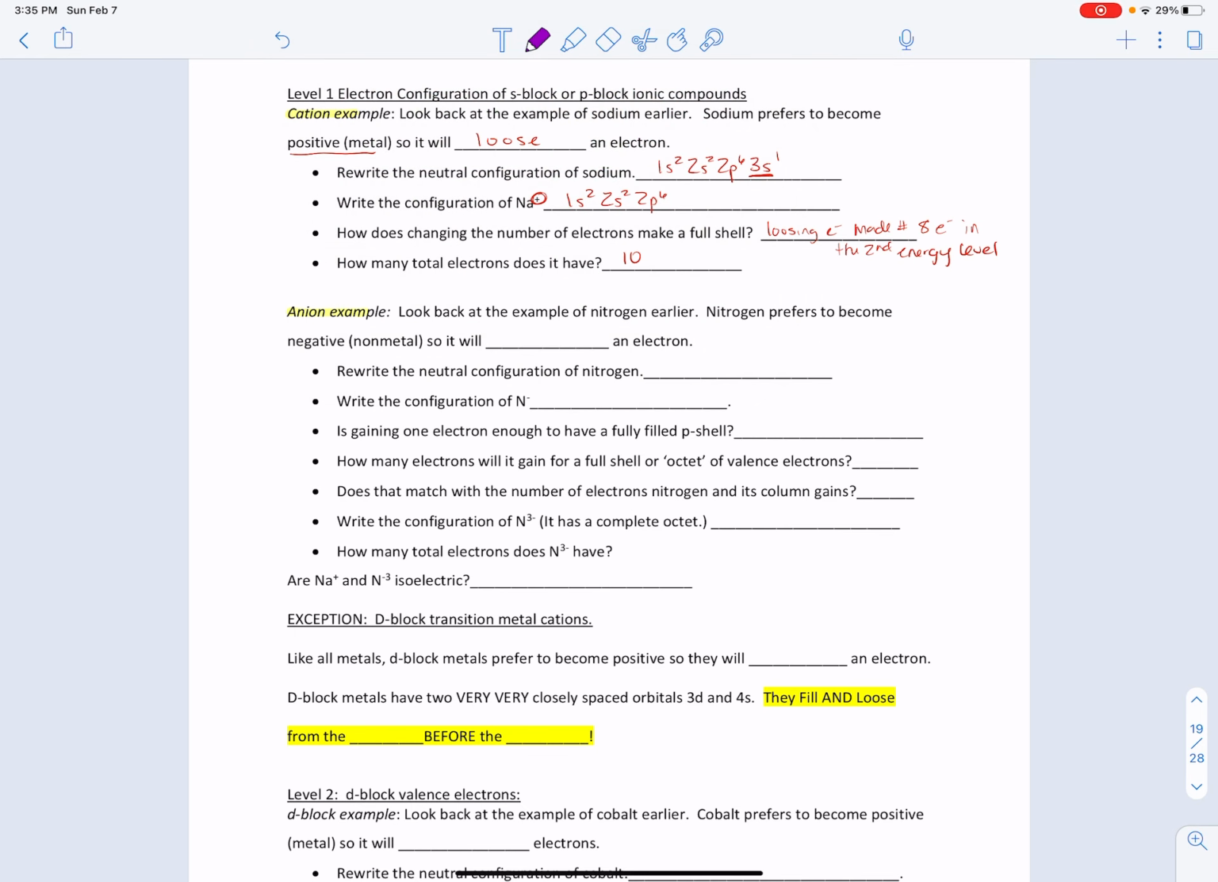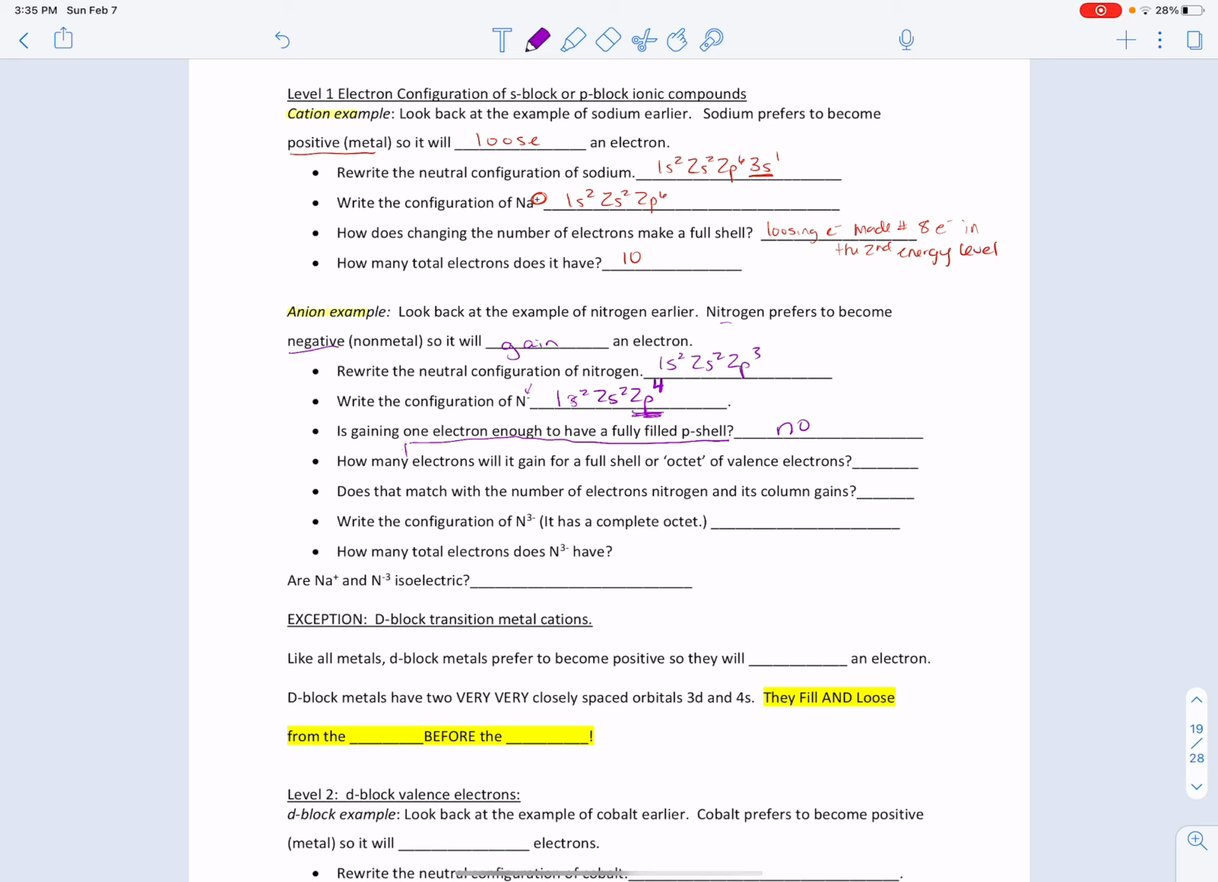So an anion, again, nitrogen. It's a nonmetal, so it prefers to become negative, so it will gain an electron. So we're going to write that neutral configuration of nitrogen: 1s2, 2s2, 2p3. If we just have one negative, that's gaining one electron, which will make 1s2, 2s2, 2p4. Is gaining one electron enough to have it fully filled P? Well, we know that our P's like to have 6, so it's not enough to do it.